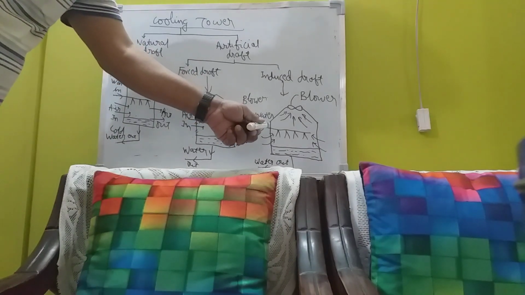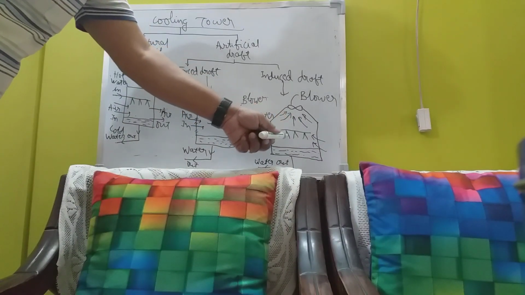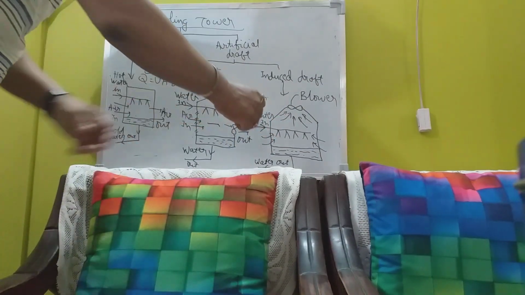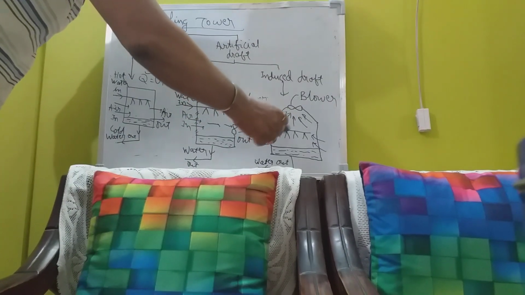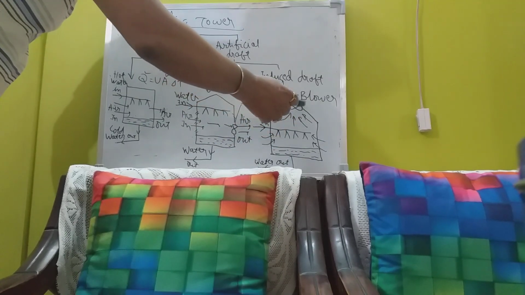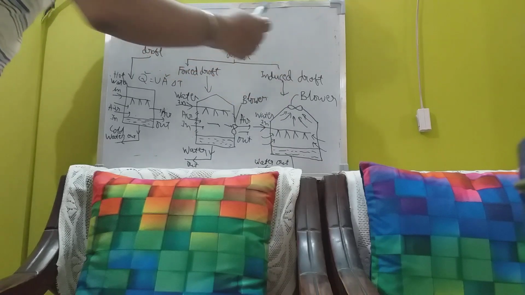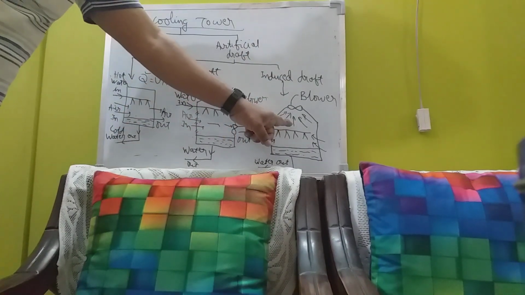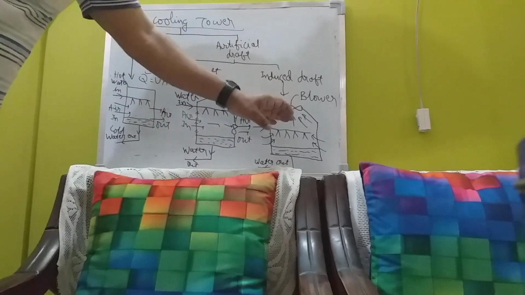In this drawing, this is the water in. This is the way water is falling out. This hot water coming in is sprinkled here. Here air is coming and then there is a blower here. Through this blower the air is going up. So what is happening? When air is going up through the water, it picks up heat from the water and the water gets cooled.